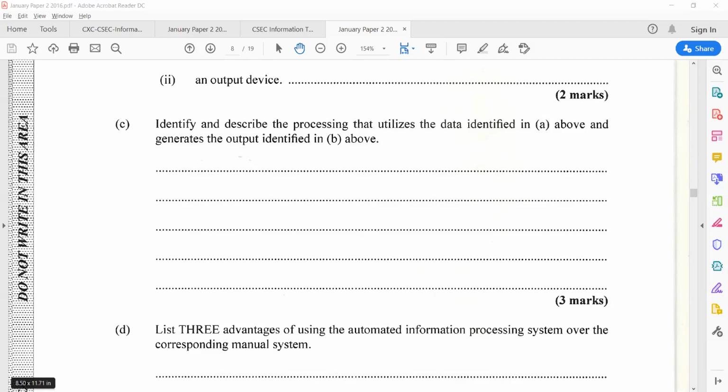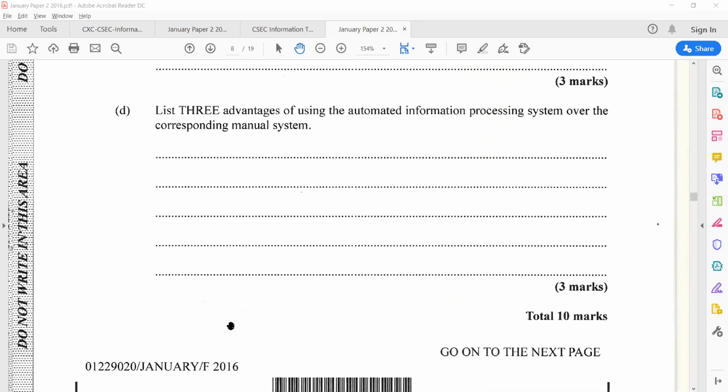Okay, list 3 advantages of using an automated information processing system over the corresponding manual one. Okay, and to answer this type of question, I always think about a real life situation, and this is specific to the ATM. So you're gonna compare going to an ATM machine to withdraw money to going to the teller in the bank to withdraw money. So what are the advantages of the ATM to the teller, generally speaking?